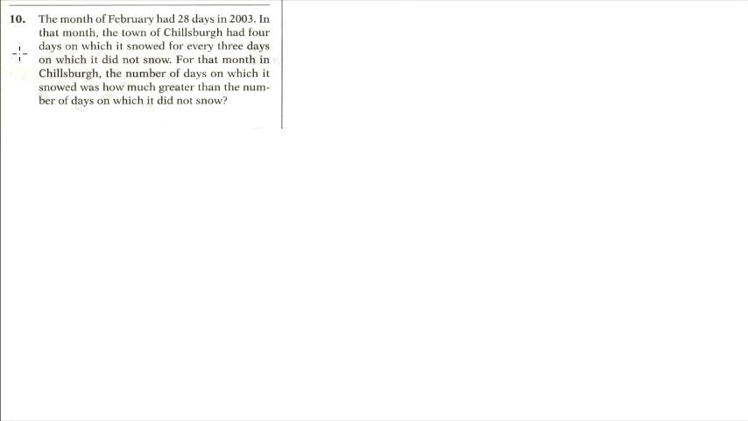The month of February had 28 days in '03. In that same month, the town of Chillsburg had 4 days on which it snowed for every 3 days on which it did not snow. For that month in Chillsburg, the number of days on which it snowed was how much greater than the number of days on which it did not snow?